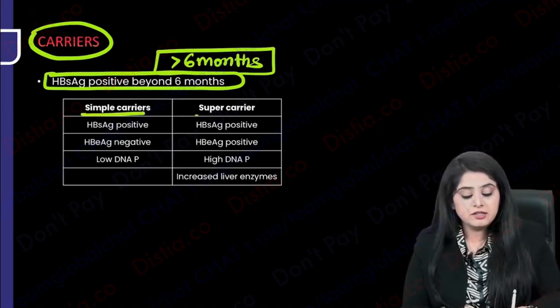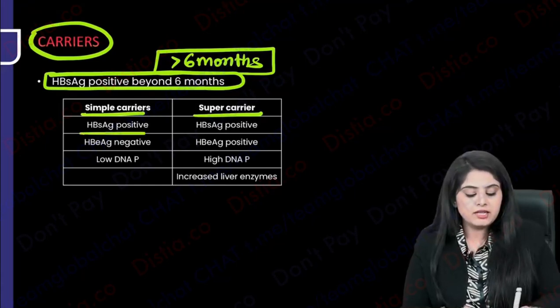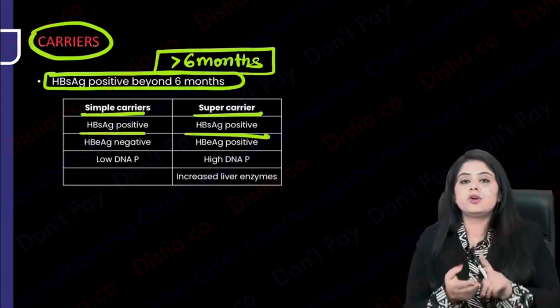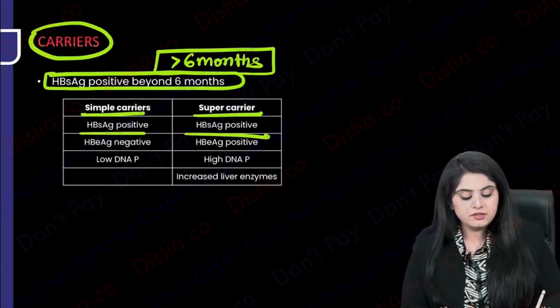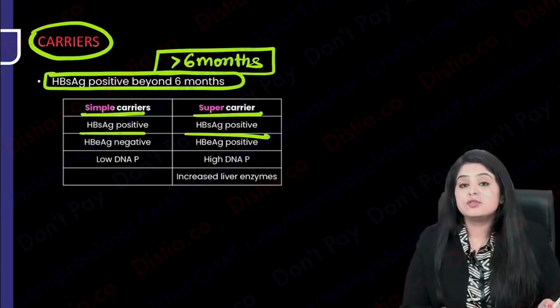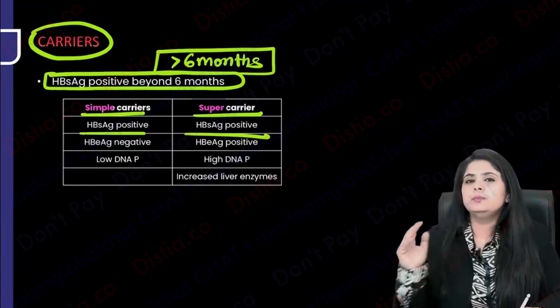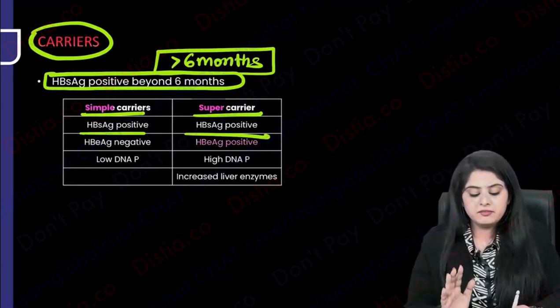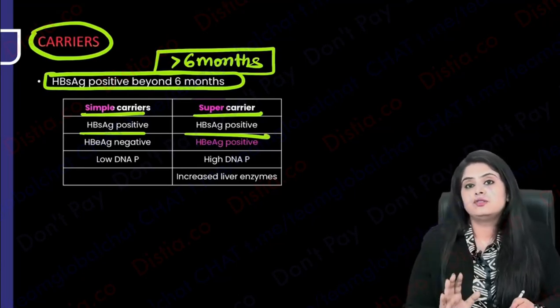So simple carrier or super carrier. Simple carrier, super carrier ka definition is same. Surface antigen beyond 6 months is carrier. What is the difference between simple versus super? So imagine super will be super duper infective. Super duper infective means HBe antigen is also positive.